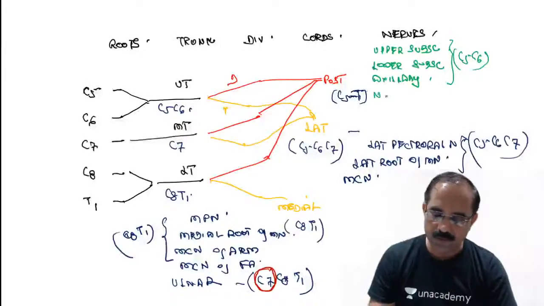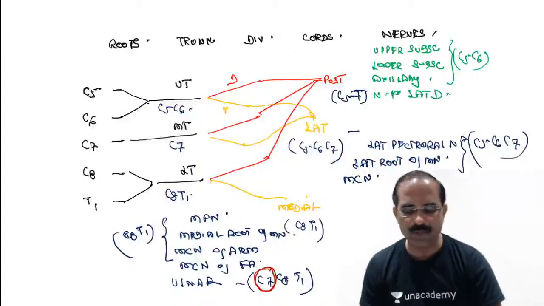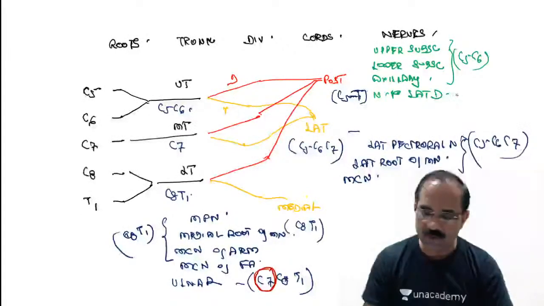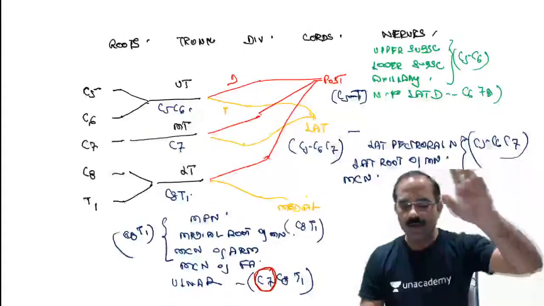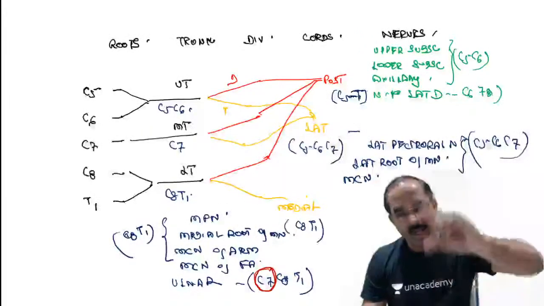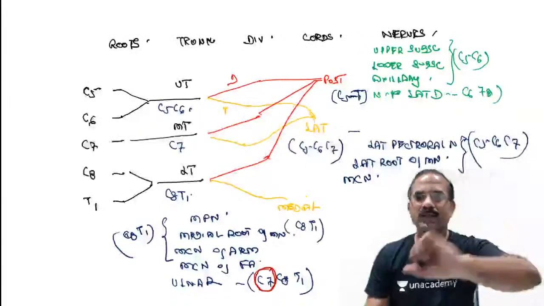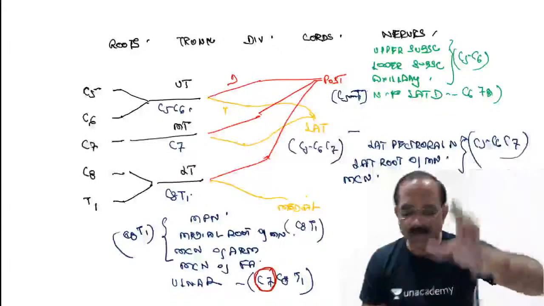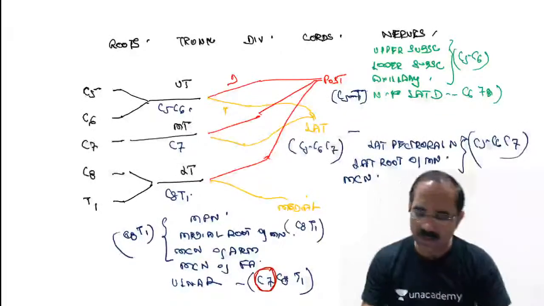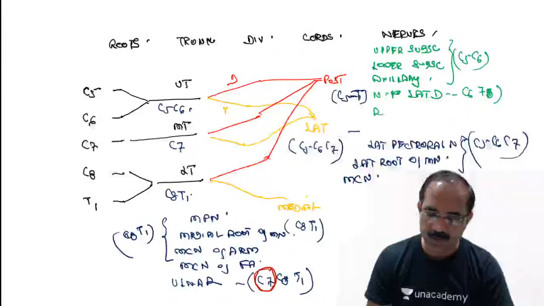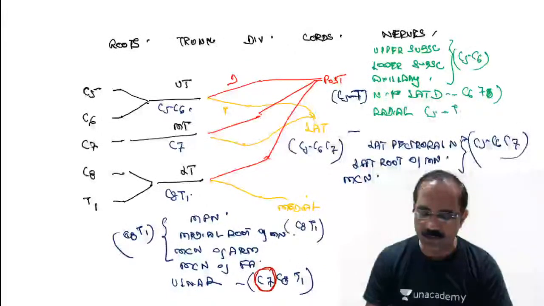Next is the nerve to latissimus dorsi. Yes, very good. The root value of the nerve to latissimus dorsi will be C6, 7, 8. Clear? What is the root value of upper subscapular, lower subscapular, axillary? C5, C6. Remember it like that. The nerve to latissimus dorsi is C6, 7 and 8. And the last one is the radial nerve, and the radial nerve has all the 5 roots, C5 to T1.